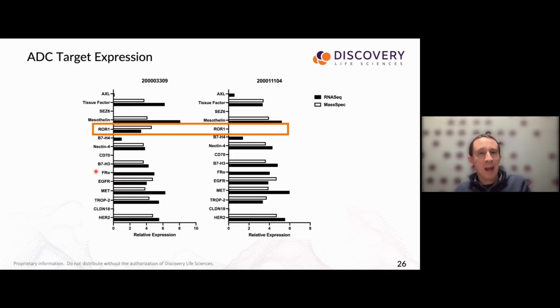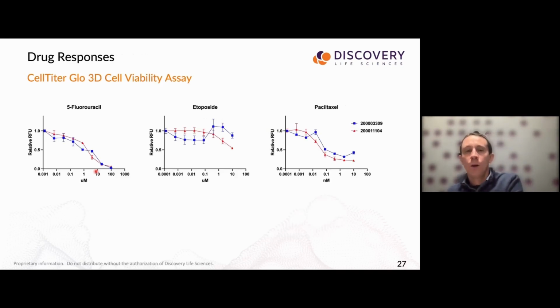Can we place these in assays to start evaluating drug or potentially targeted therapy evaluation? So the first model we looked at was more of a bulk-based model. So we looked at CellTiter-Glo 3D. In this case, we seeded our tumoroids in a 96-well plate and did an 8-dose dose response curve of 3 compounds. This is 5-fluorouracil, which is going to affect DNA, etoposide, which is going to complex with DNA and topoisomerase, and then finally paclitaxel, which is going to affect tubulin.